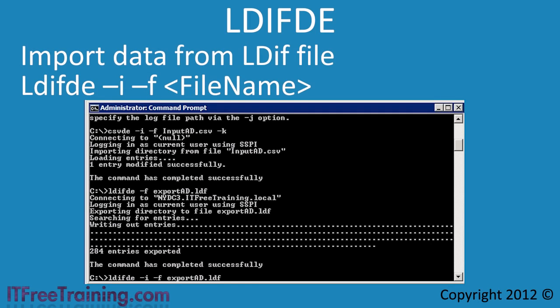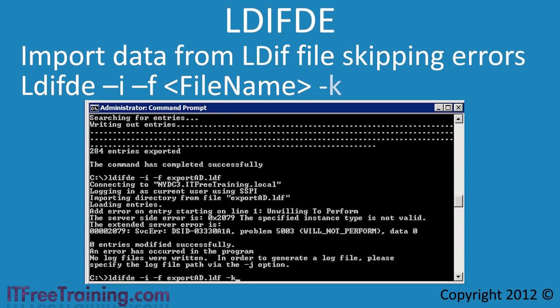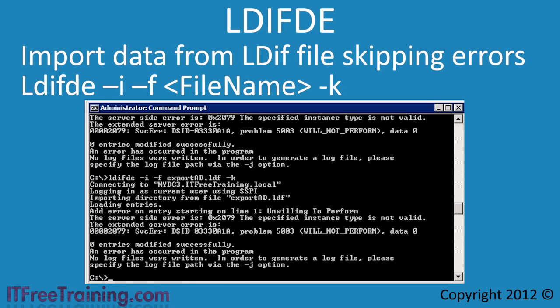Normally you would not import the same data that you just exported in the same domain, but for the purpose of the demonstration, this is how you would import an LDIF file. Just like with the CSVDE command, you can add the -k parameter, and this will ignore any errors that it finds and continue processing to the end of the file. This covers the CSVDE and LDIFDE tools. You can see that these tools can be used to automate the creation and migration of Active Directory objects in Windows and other systems.